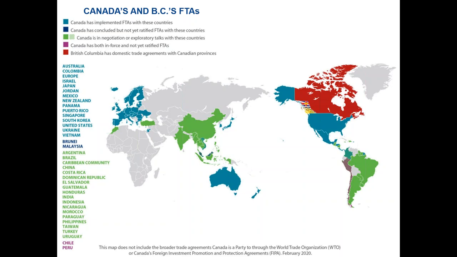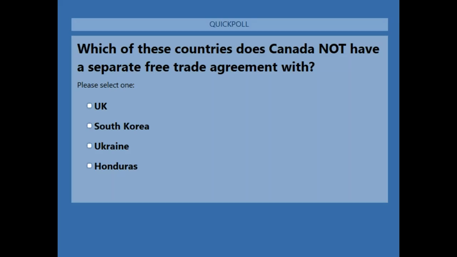So I will pause here and launch our first polling question. The question you are going to see on the screen now reads: which of these countries does Canada not have a separate free trade agreement with? The options are the UK, South Korea, Ukraine, and Honduras. So you have a couple of moments to select the appropriate response and then click submit.